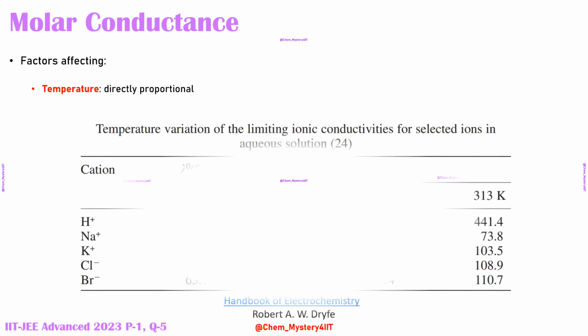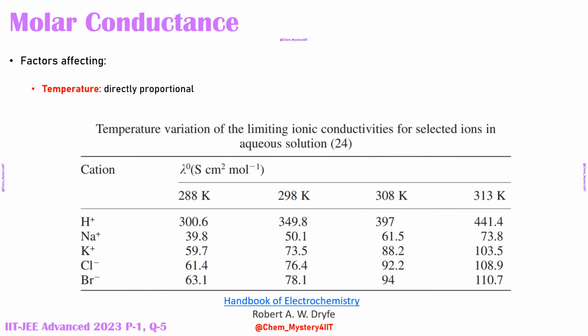This is again the data taken from the same source, the Handbook of Chemistry. The temperature is changing from 288 to 313 Kelvin. You can see whatever cation or anion you take, irrespective of the nature of the cation, every time you go from left to right, the conductance is going to increase. We have taken here the limiting ionic conductance, which is the conductance when the concentration approaches 0. So when no ion interactions are present, our ions are free to move. In those cases, increasing temperature is going to increase the molar conductance very easily.